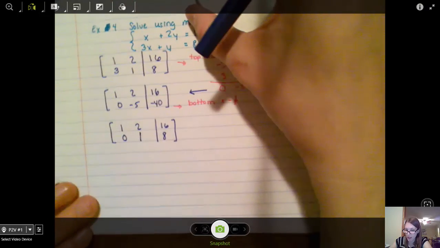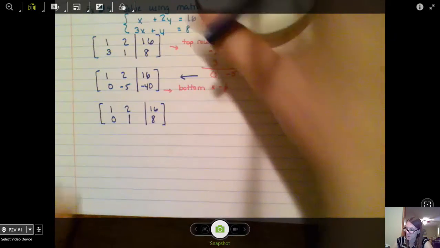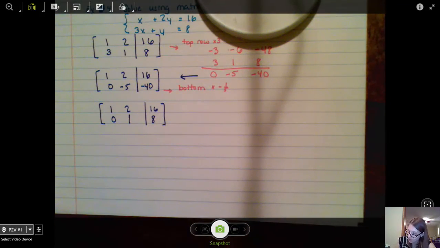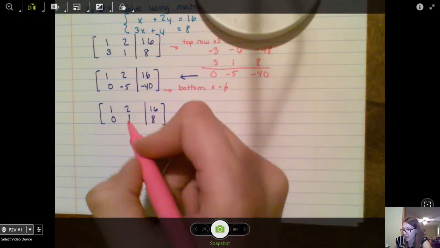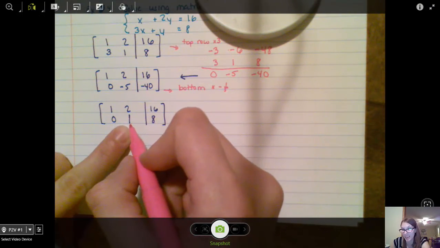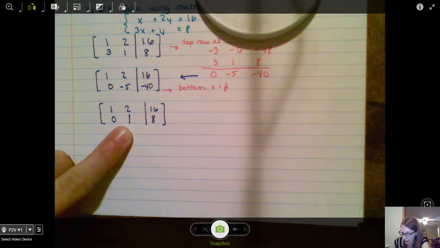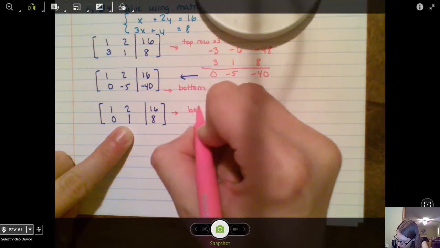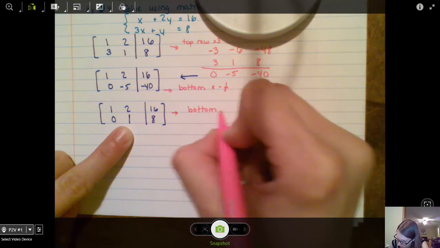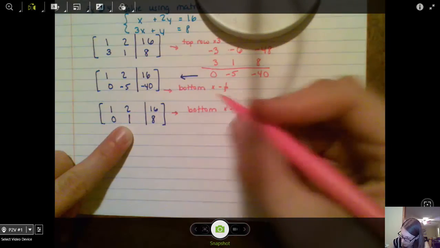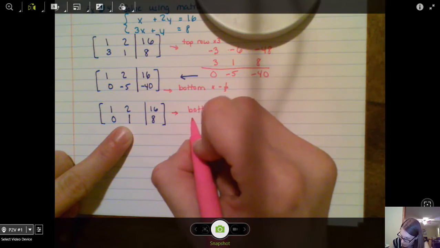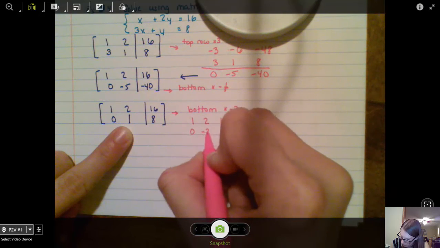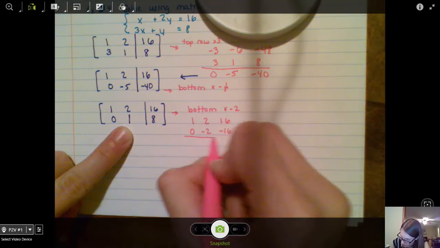My last thing I have to eliminate is this 2 here. And the way that I'm going to do that, I want my 2's to cancel. I really need this to be a 2, but I really need it to be -2 because we only can add our rows together. So bottom times -2. First row hasn't changed again. 1, 2, 16. 0, -2, -16.